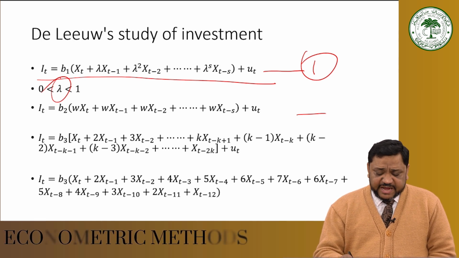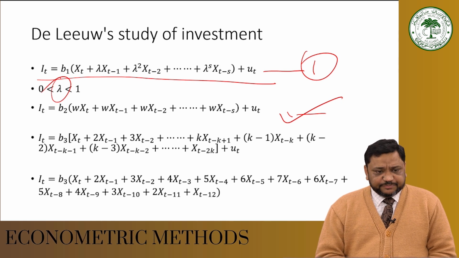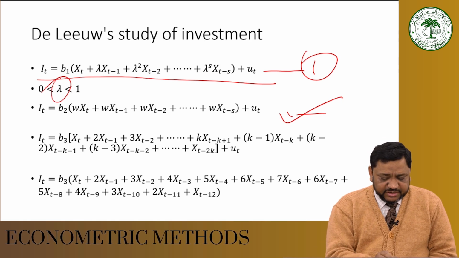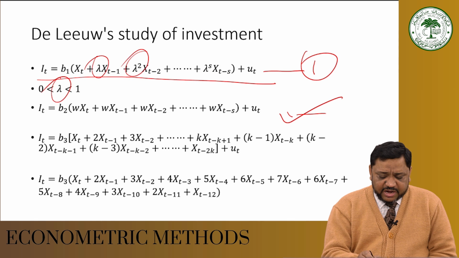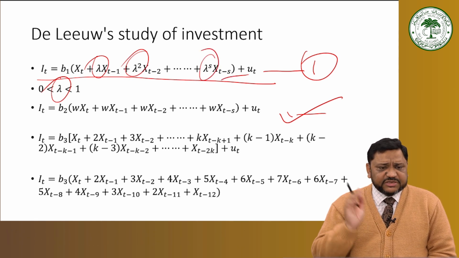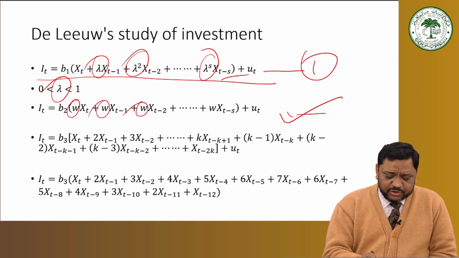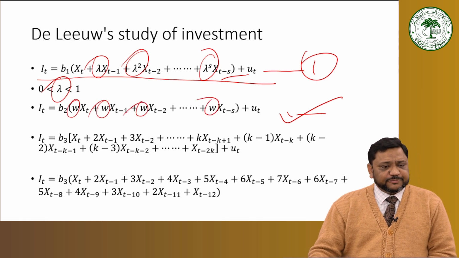The next one is a lag scheme with constant weights. In the first, it is lambda, then lambda square, then lambda cube, and then lambda raised to the power s when it extends up till s. But in the second one, it is w, w, w, and it's all constant.